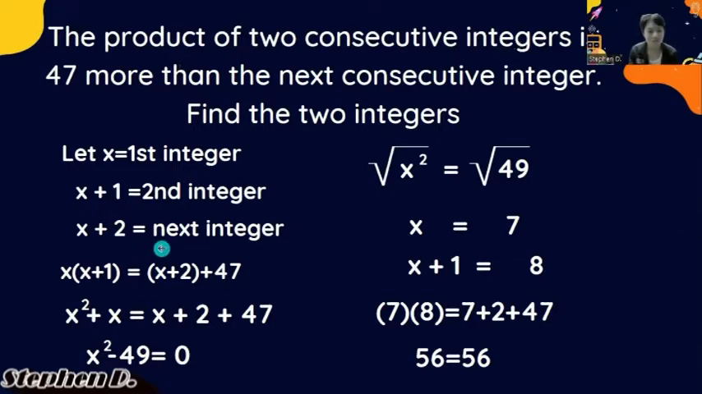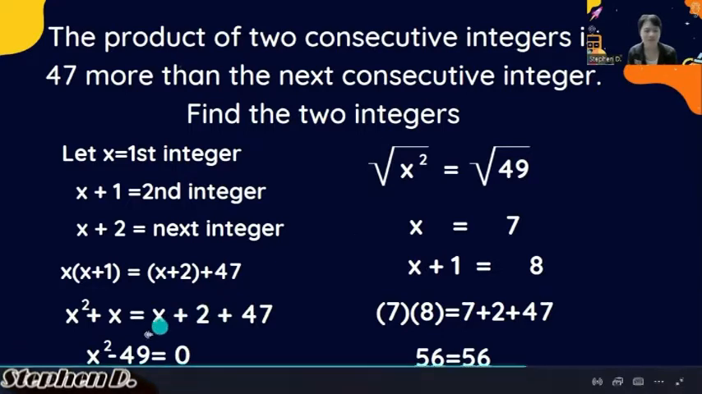Is means equals 47 more than the next consecutive integer. So more than means addition, and than is an interchange symbol. Without the than, this would be 47 plus the next, which is x plus 2. But since we have the than there, we interchange those two. That's why we get x plus 2 plus 47. Then we add 2 and 47, that's why we get 49.